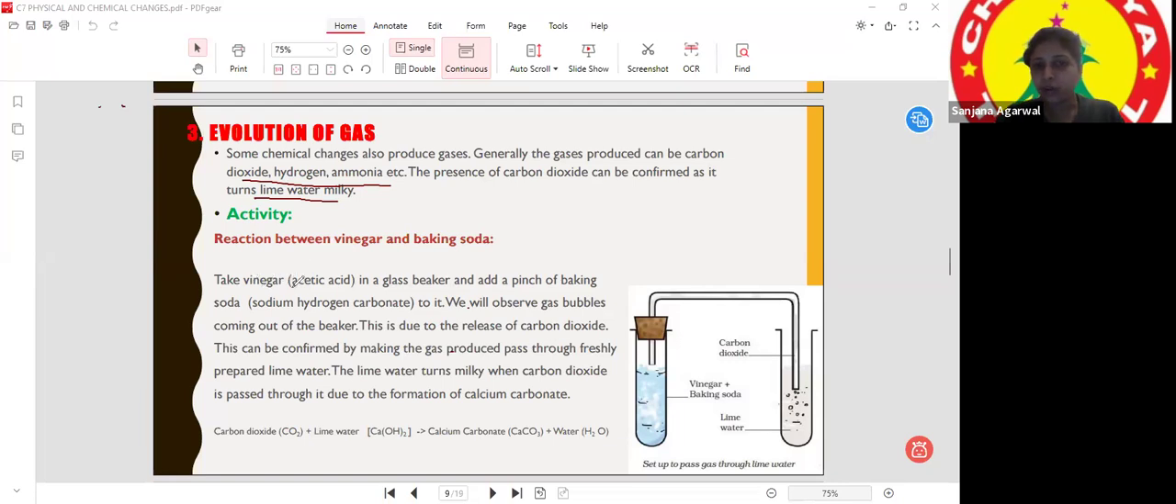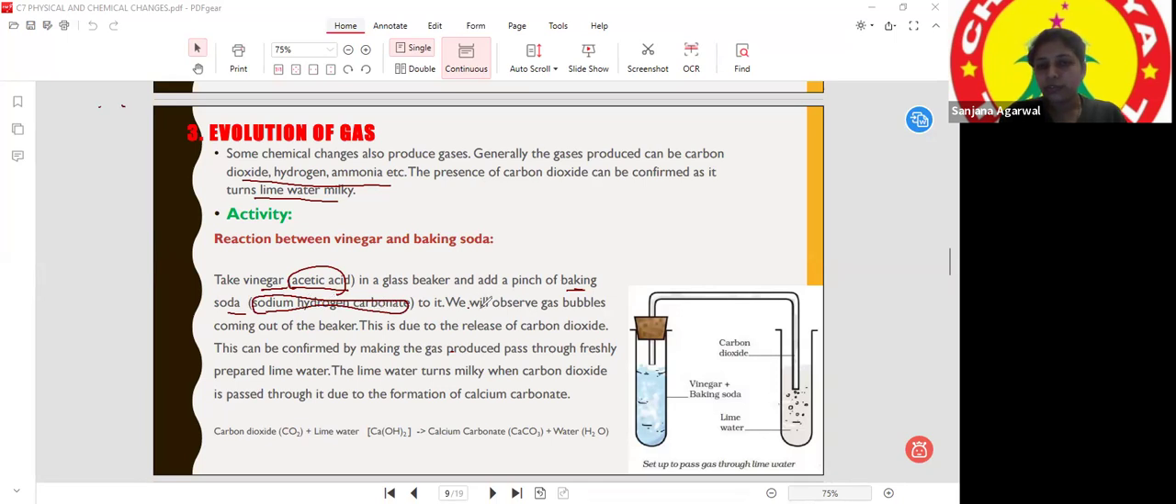Take vinegar, which all of you must have in your kitchen, in a glass beaker, and add a pinch of baking soda, which we use to cook idlis and also to bake a cake. The chemical name of vinegar is acetic acid, and the chemical name of baking soda is sodium hydrogen carbonate. So they are made of so many elements: sodium, hydrogen, and carbon.